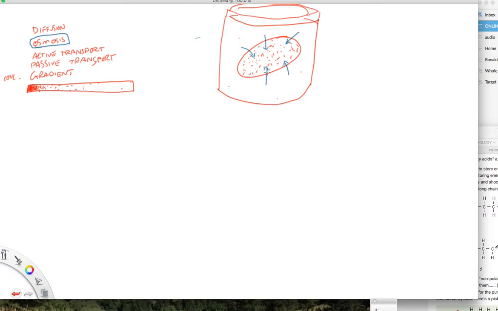Okay, so this is an example of osmosis. Another thing we can talk about here is that relative to this water outside, this potato is something we call hypertonic. Okay?